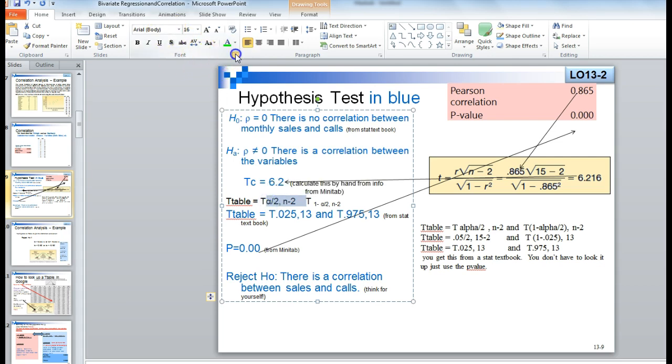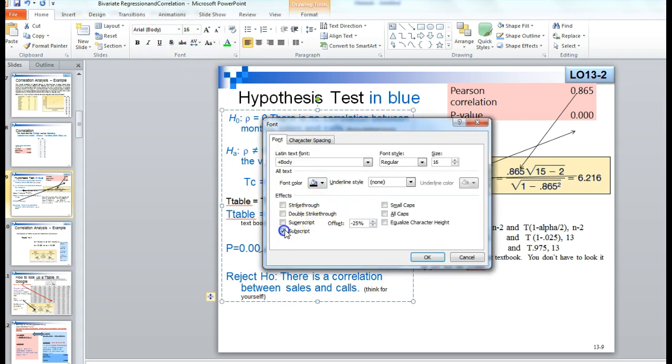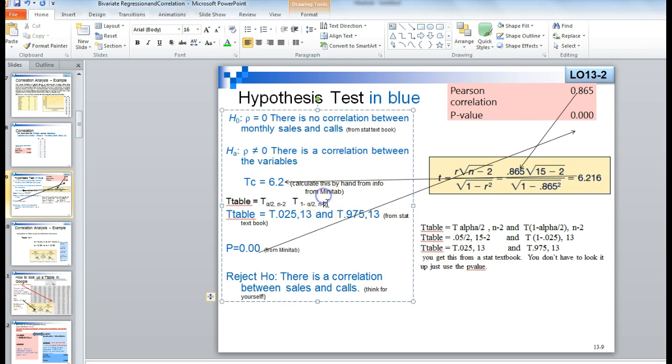I'd like to subscript this too. All right, so this is what we're going to be looking up. The T table value is T alpha divided by 2, n minus 2 degrees of freedom. That's the one that we would look up in Google, and then I'll tell you how to deal with that. You don't actually have to look this up in Google, though.